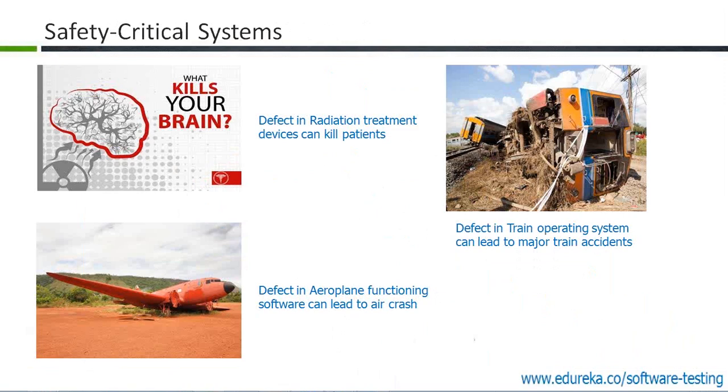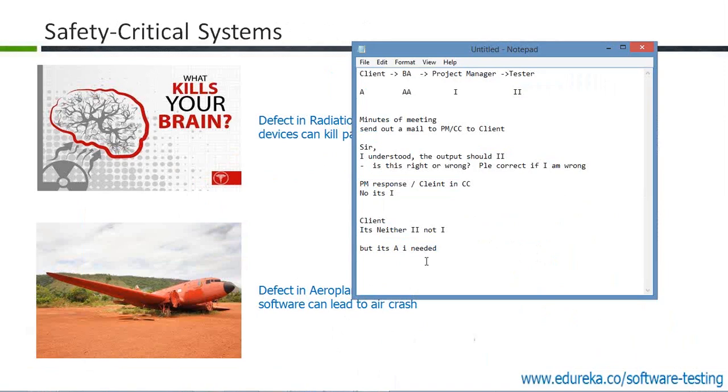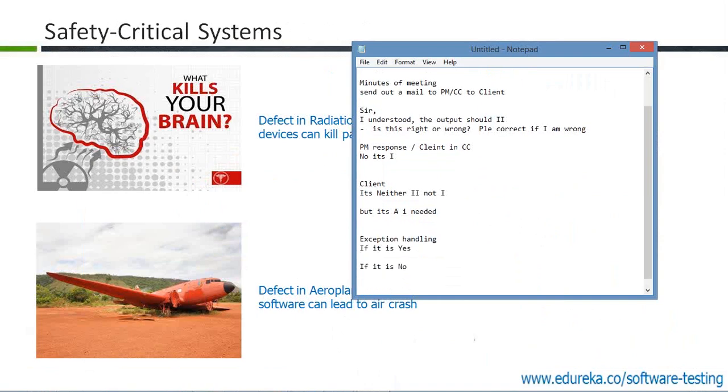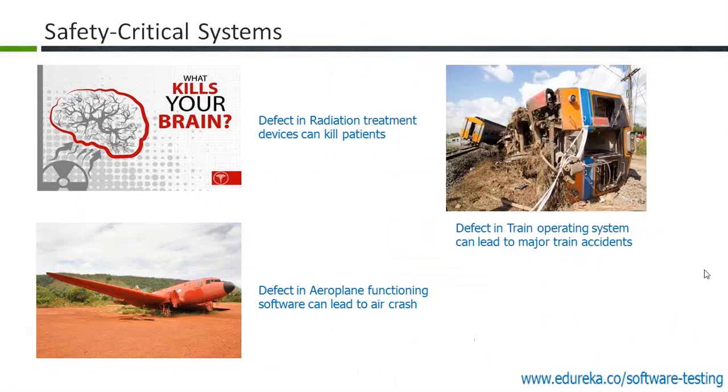So how do I term it here and test in the testing set? Here we can call it exception handling. What is this exception handling? If it is yes, what should happen? If it is no, what should happen? Without breaking the system, you are trying to do some exception handling or take safety critical measures.